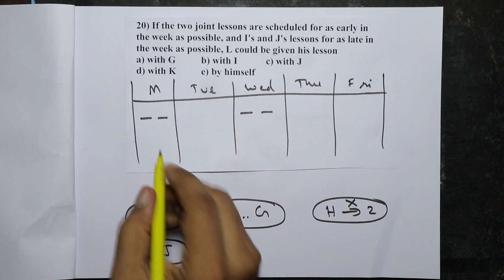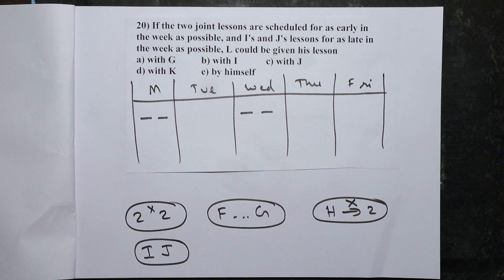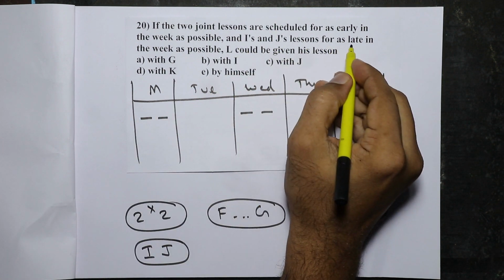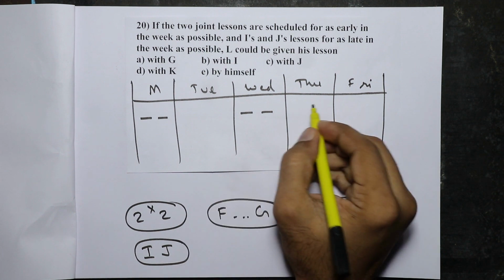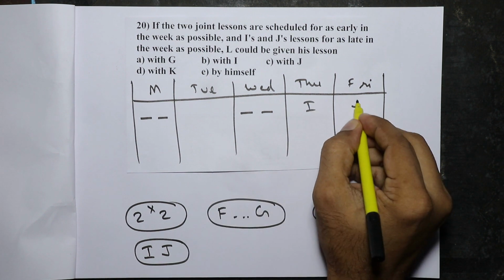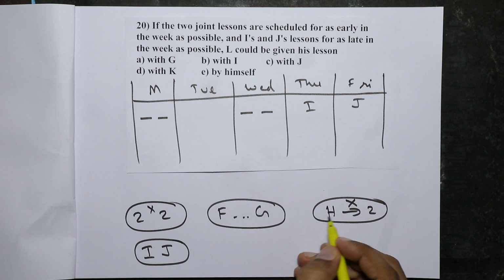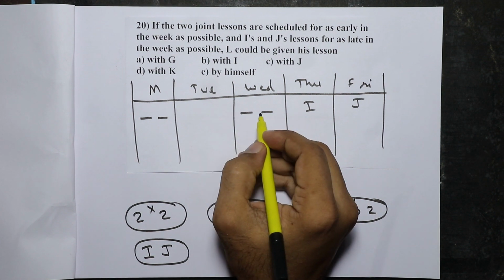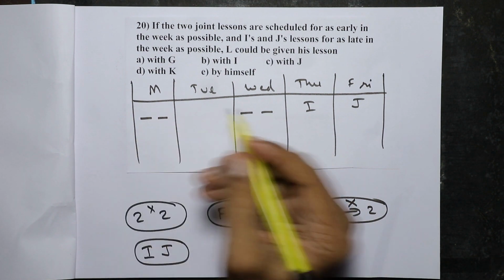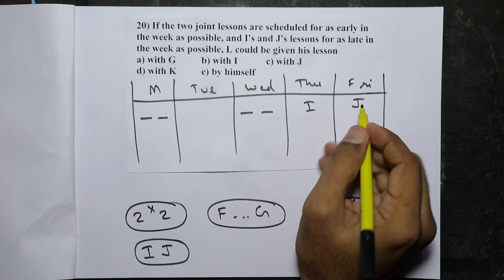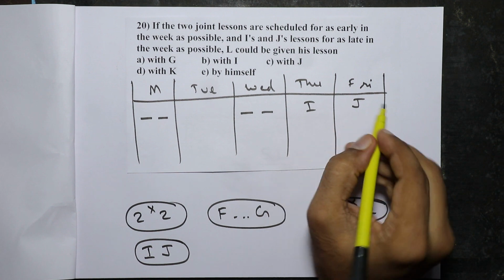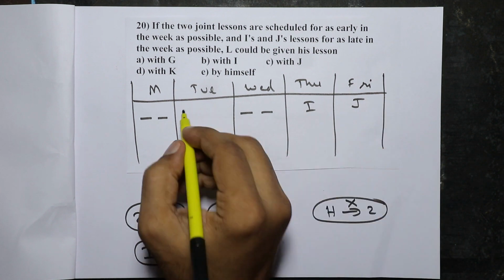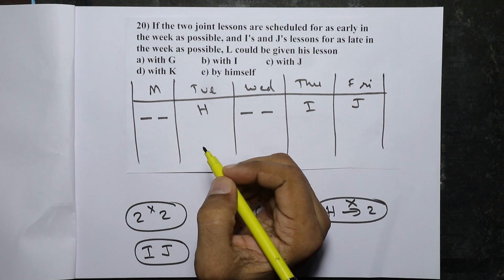They cannot be conducted on consecutive days. Then I's and J's lessons as late as is possible. I and J in this order. So it should be I and J. Now H cannot be a part of a joint session. H cannot be here, H cannot be here, H cannot be here and here either. Because if H is here, then this will be a joint session. That is not allowed. Similarly, H cannot be here. So only way out is H has to be here.